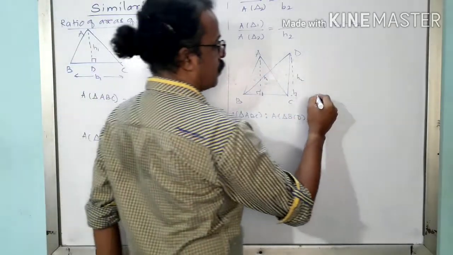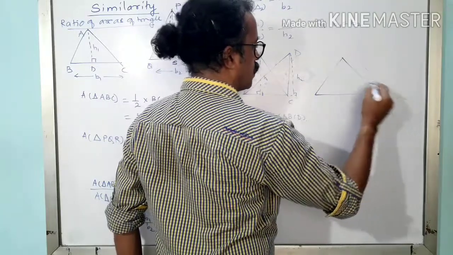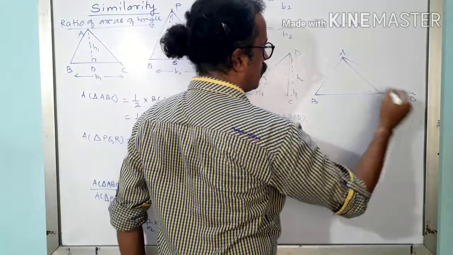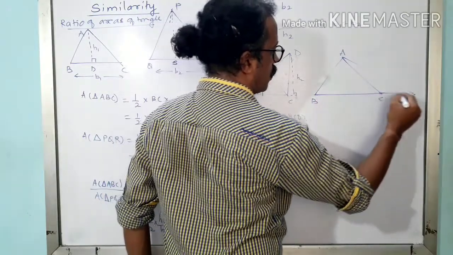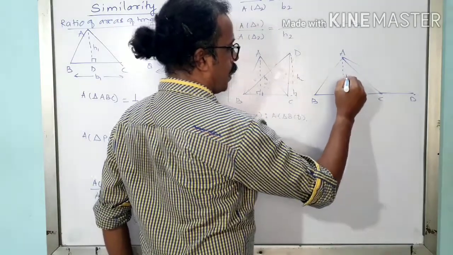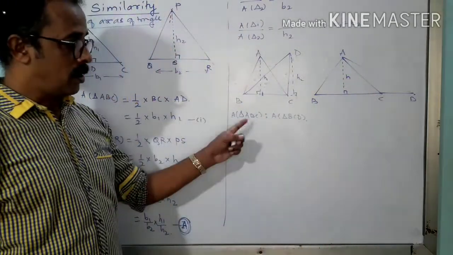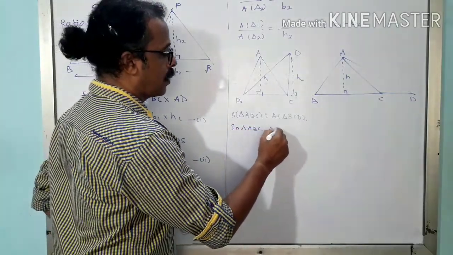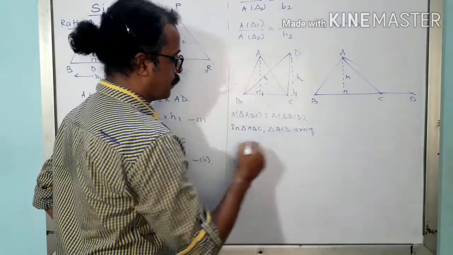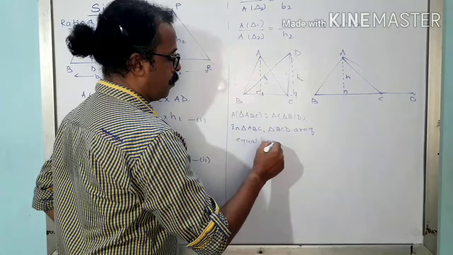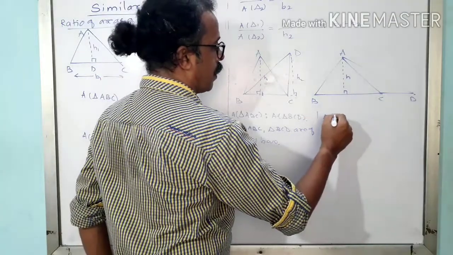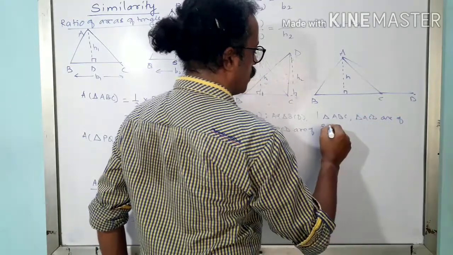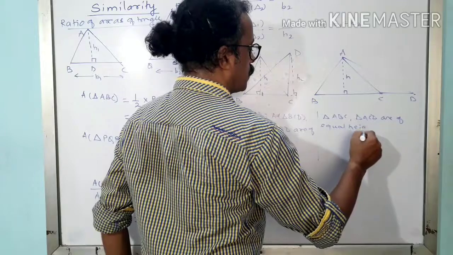Suppose if I give you the triangle like this. Now this is A, B, C, D, right? Now what we can say about both the triangles? The height will be equal. Now in such cases, here I am going to write down: triangle ABC and triangle BCD are of equal base. What I am going to write down? Triangle ABC and triangle ACD are of equal heights.